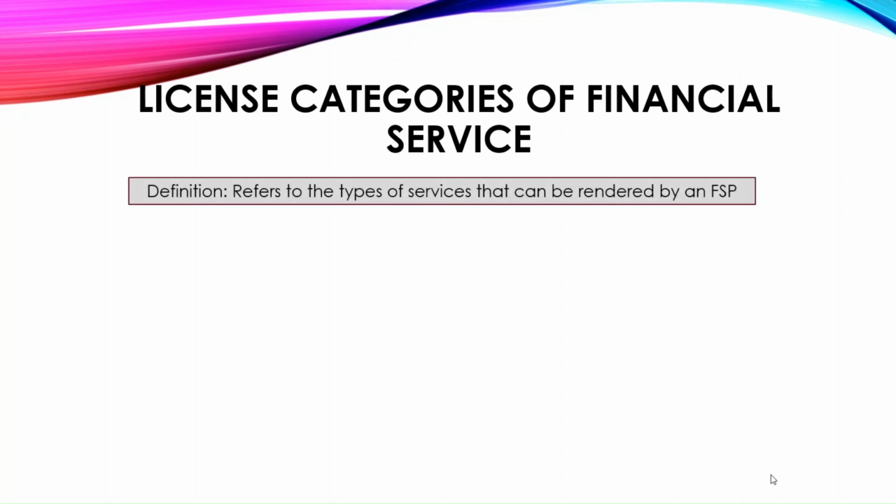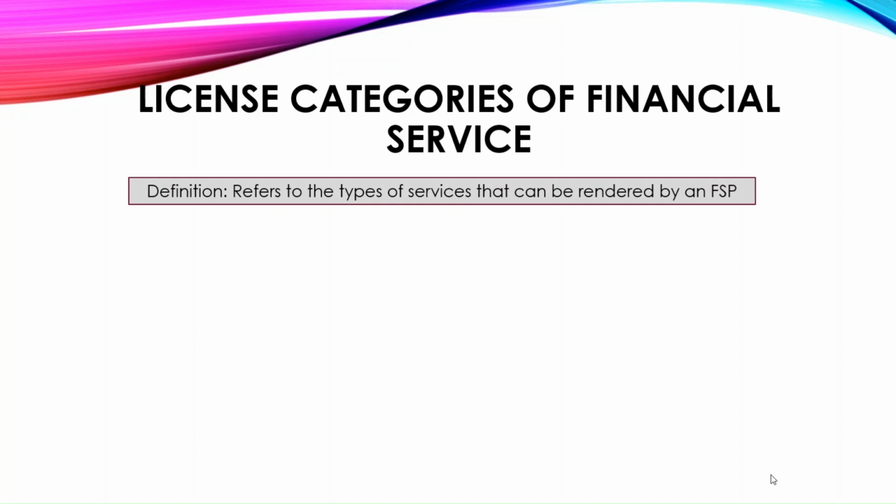So firstly, I'm going to define what the FSP license categories are in further detail. But before I get to that, I just want to define what a license category is. What's very important to understand is that it refers to the type of services that can be rendered by an FSP. This can very easily be confused with license subcategories. That is different, as that relates more to products, whereas license categories refers to the type of services that can be rendered by an FSP.